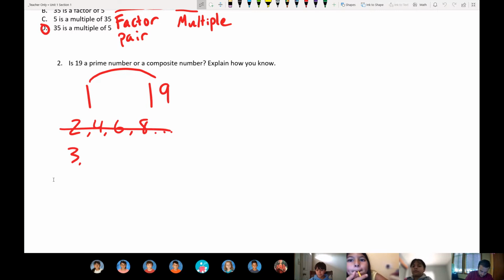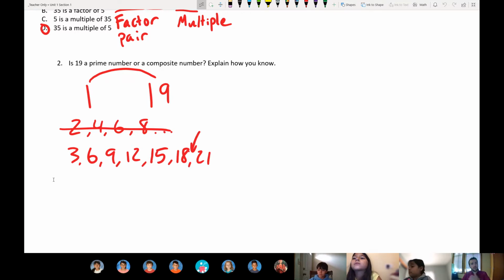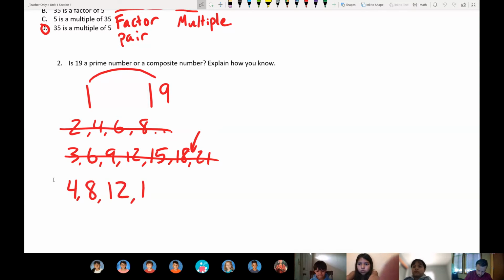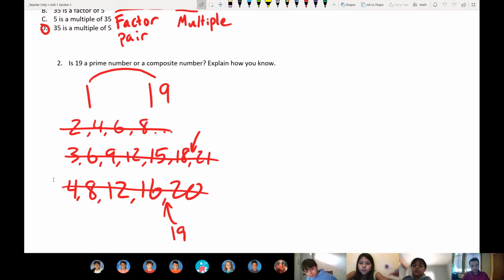We could try 3 and go 3, 6, 9, 12, on and on. I guess I can keep going, it's not too far. 15, 18, 21. But 19 would land right in there, and we don't land right on it. And so therefore, 3 is not a factor of 19. So that's canceled. We could try 4 as well. 4, 8, 12, 16, 20. But we skip past 19. So 4 is not a factor as well. So we would cancel that out.